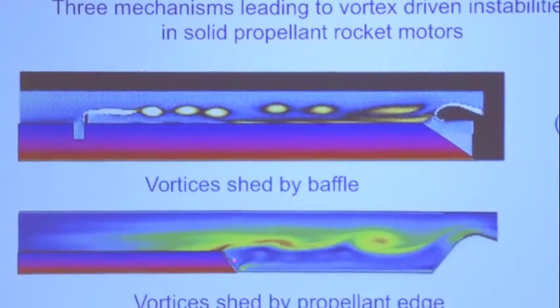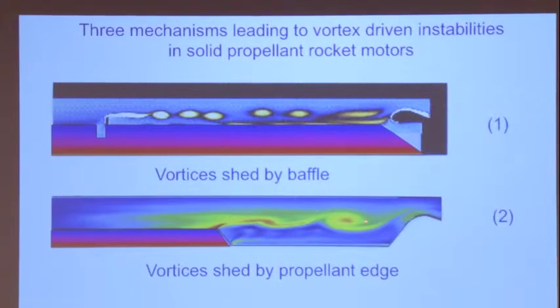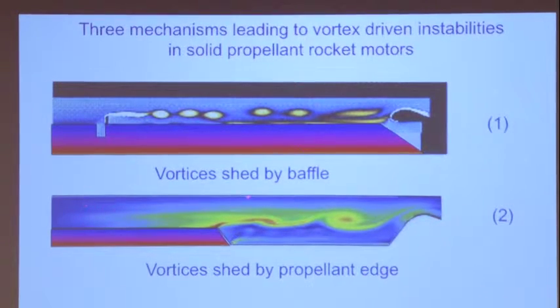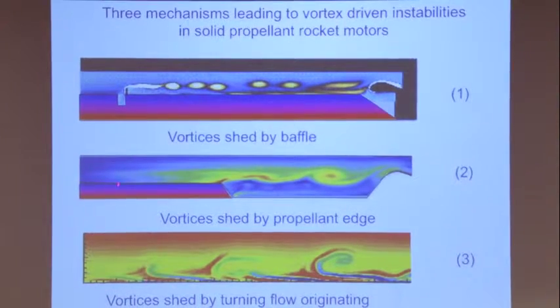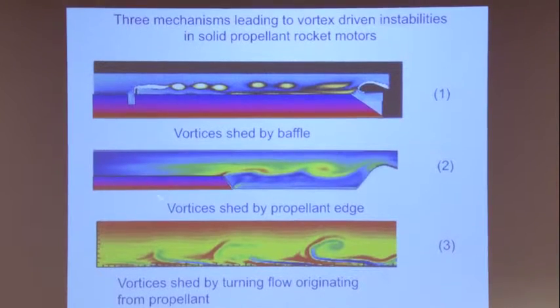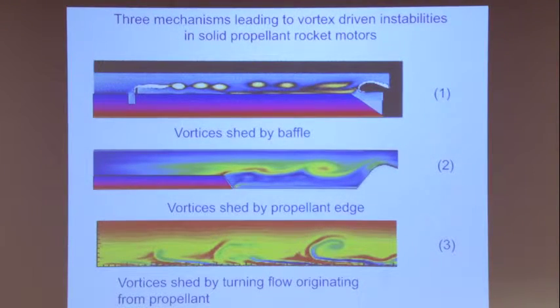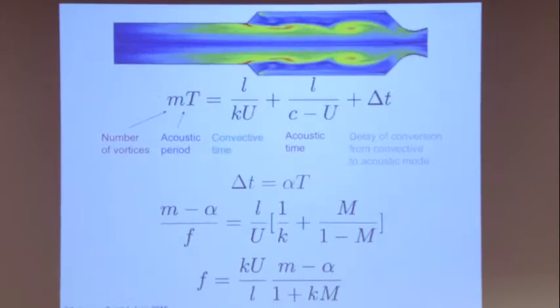You have other situations where the vorticity is shed from the solid propellant directly like this, and it is synchronized by the pressure waves. And there is another mechanism where vorticity is just shed from the boundary itself of the solid propellant. So even without baffles, even without an edge, you do have organized vorticity which is being shed. And if this vorticity is clocked, synchronized by the pressure, then you have this mechanism which can take place.